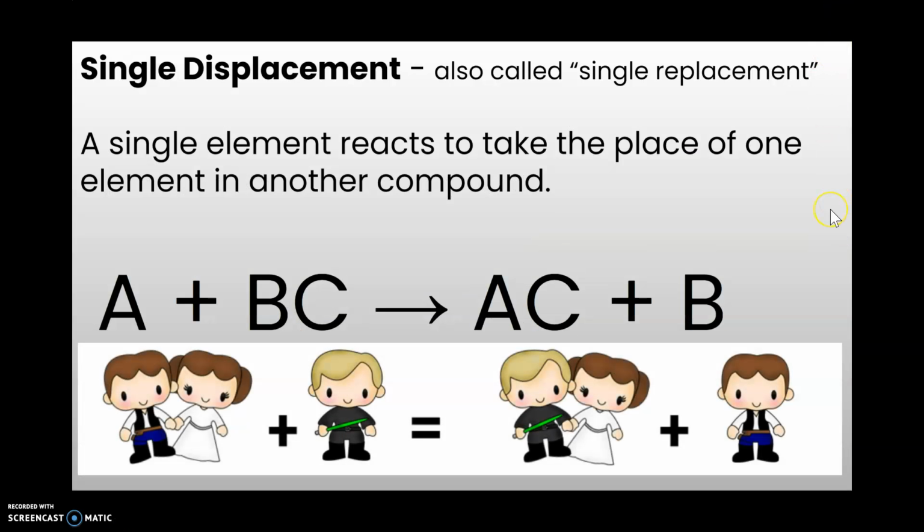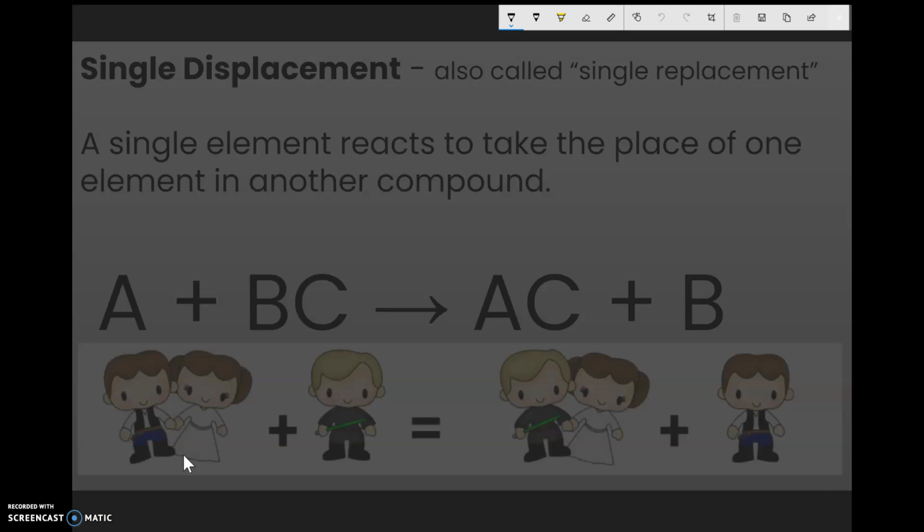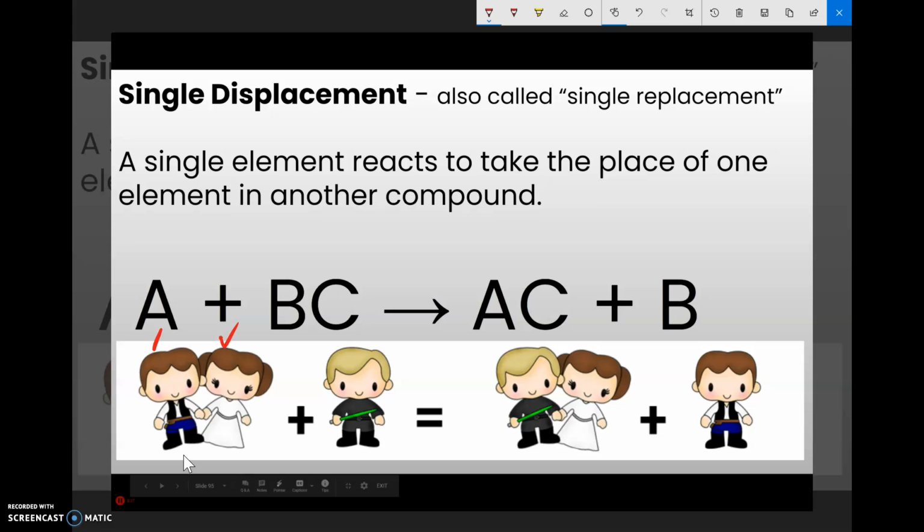Here's a little picture. In this one we have Han Solo, Princess Leia, and then we've got Luke. Something happens, Princess Leia gets mad at Han Solo, and so in this scenario, Luke and Han Solo have switched places. So here's Luke with Princess Leia, and then Han Solo is by himself, which we know in Star Wars happens more than we'd like to admit.